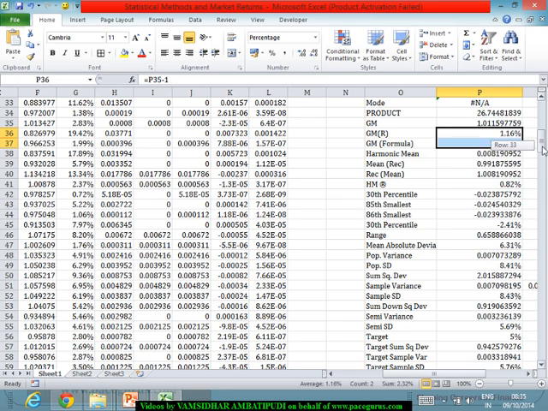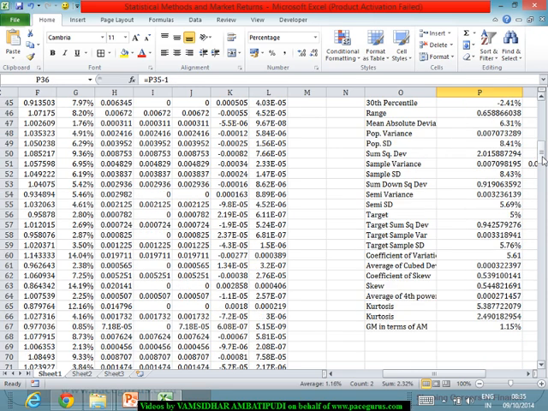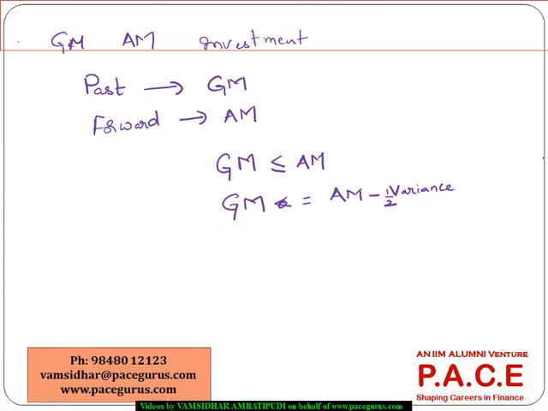So there is a small approximation in the usage of the geometric mean in relationship with the arithmetic mean and the variance. These are some of the basic statistical concepts along with the market returns, which I wanted to cover as a part of your understanding of basic statistics for various finance related applications.